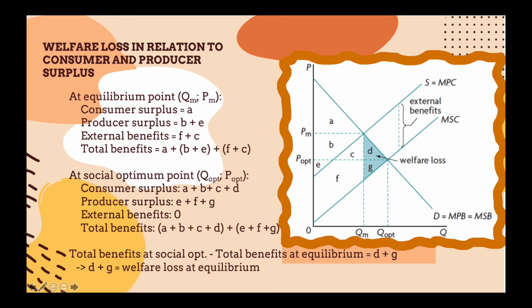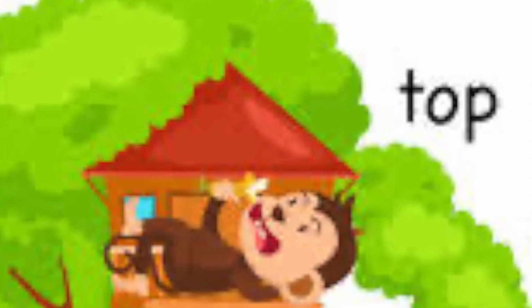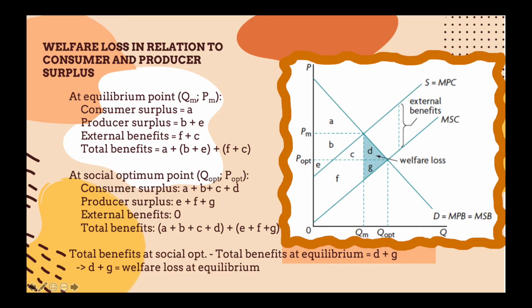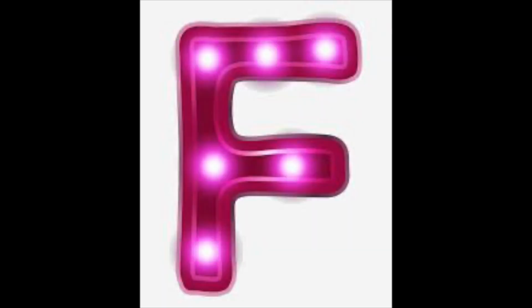The other standard indicators on a graph remain largely the same. At the social optimum point, being Q-opt and P-opt, consumer and producer surplus are found the exact same way you normally would, by taking the area at the top of the triangle for consumer surplus and the bottom for producer surplus. Since we're at the optimum point, the external benefit is equal to 0. Whereas the total benefits would just be adding up all the parts of the triangle. As can be seen, we add A to B to C to D to E to F to G.